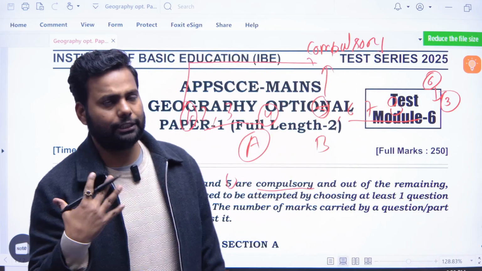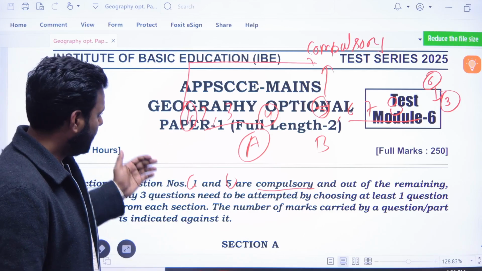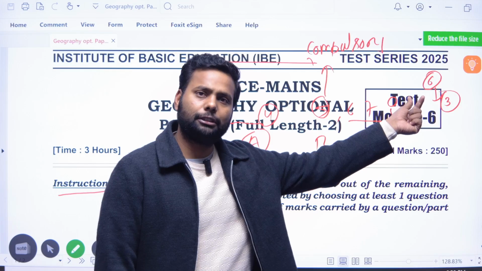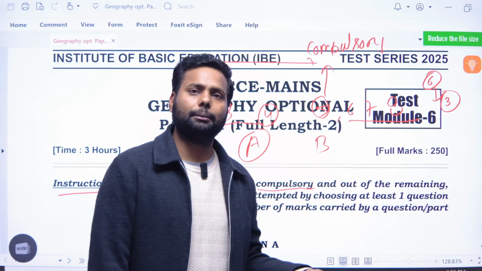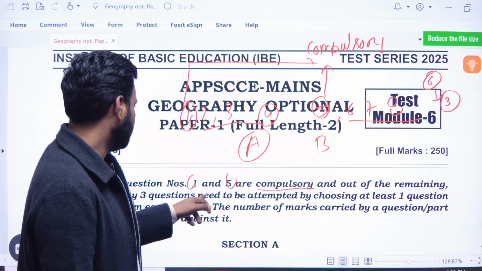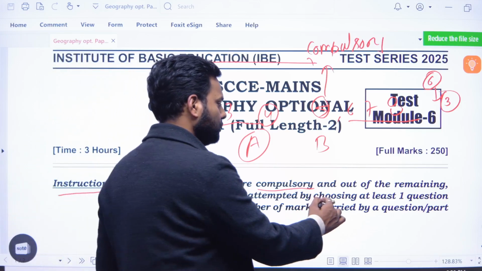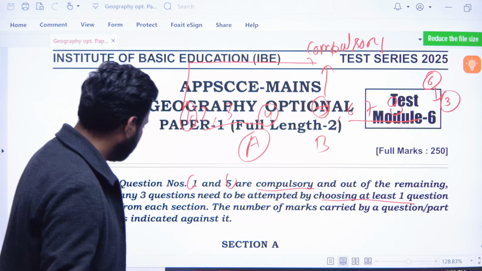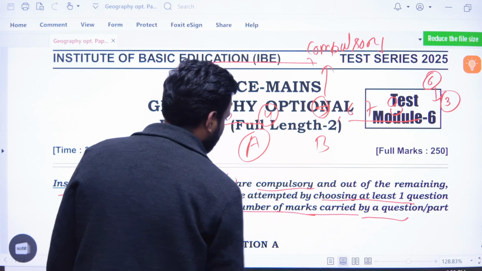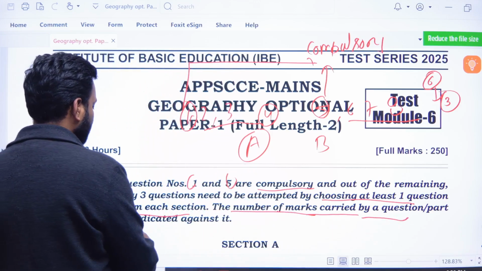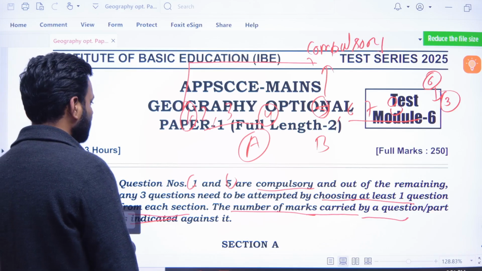It depends upon you how many questions or segments you attempt from section 1 or section 2. But the remaining 3 questions need to be attempted by choosing at least one from each section. The number of marks carried by each question and part is indicated against it. So you can do whatever you prefer.